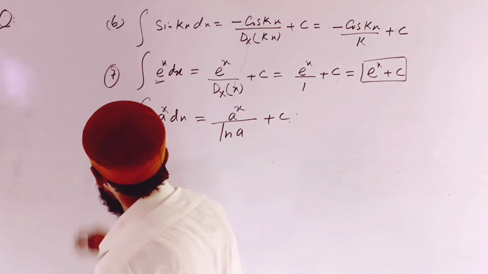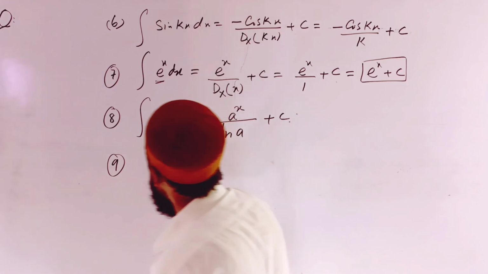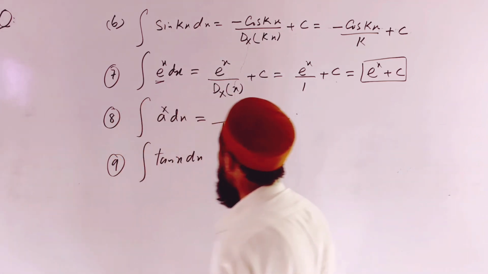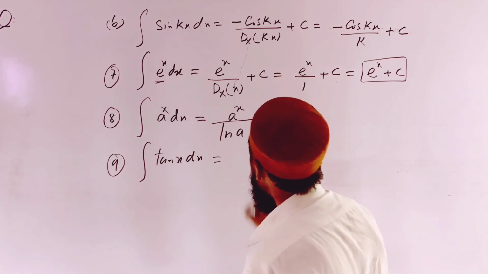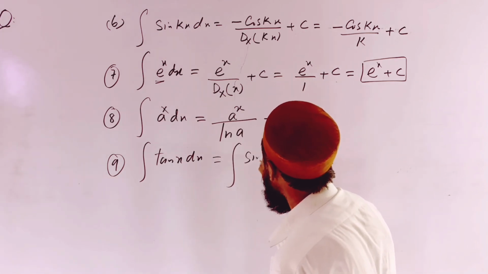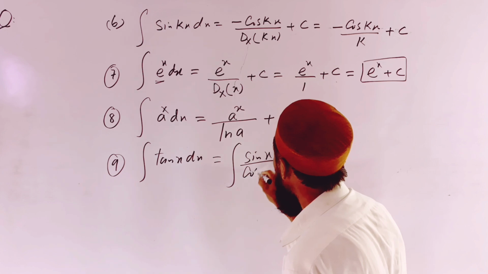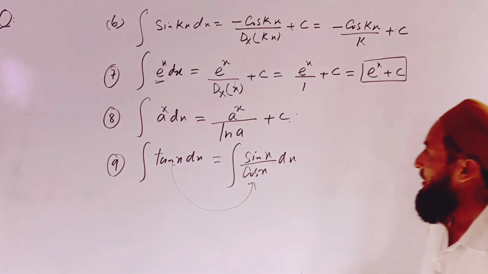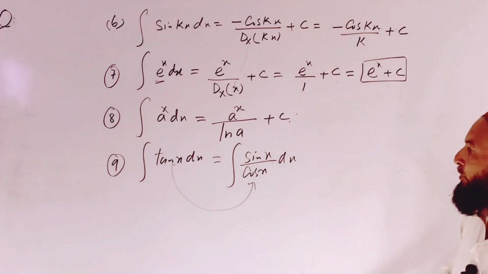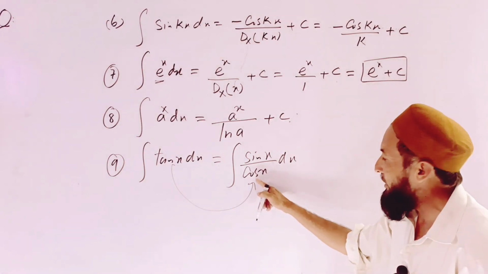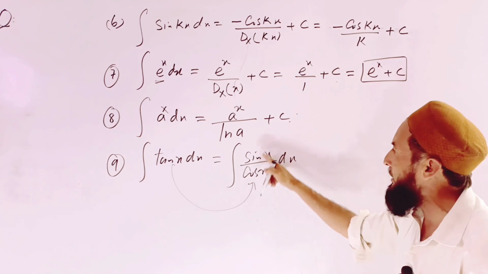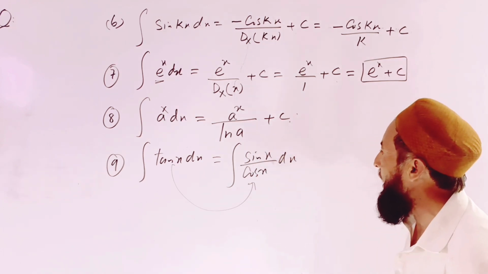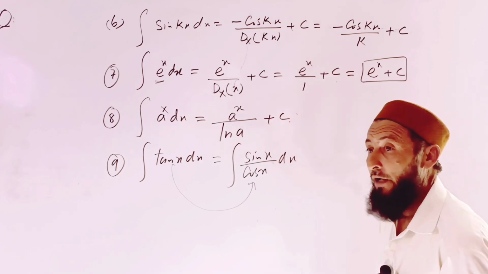Similarly, question number 9 formula, integration of tangent x dx. Tangent x dx, we are finding the integration of sin x divided by cos x dx. We can write tangent x as sin x divided by cos x. So the function is in the denominator and the numerator represents its derivative. So we can write log of f of x if the derivative is available.